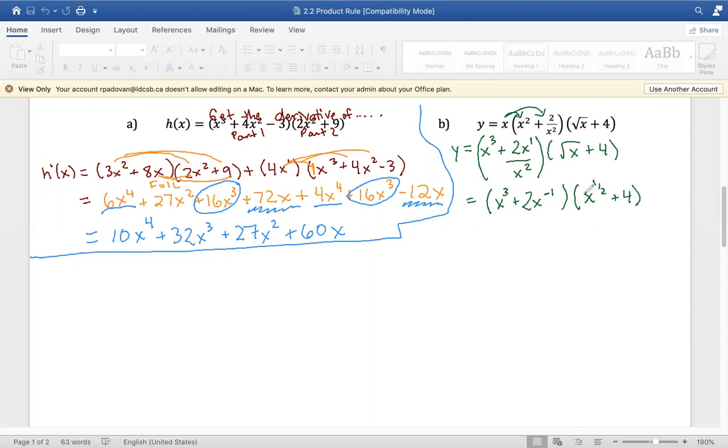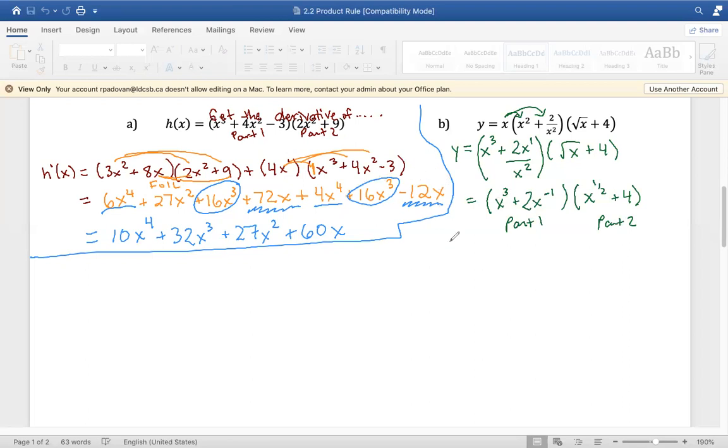So now I don't have any more radicals, and I don't have any more fractions. So these are my two parts. x cubed plus 2x to the exponent of -1 would be part 1. You don't have to write that down every time, but x to the exponent of 1/2 plus 4 is part 2. And now I can go ahead and do my product rule.